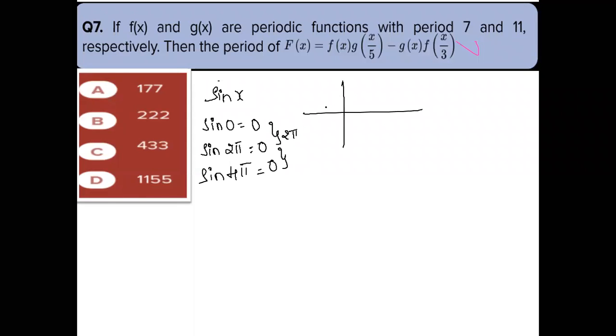You have seen the graph. The value repeats itself, and after this we again get the same kind of graph. So that function is called periodic. That is, after a particular value, if the function repeats itself, such kind of functions will be called periodic functions.